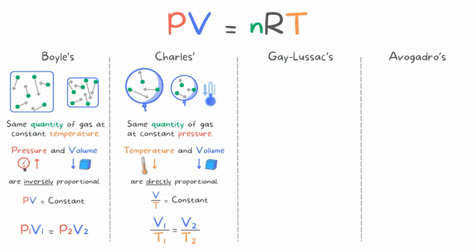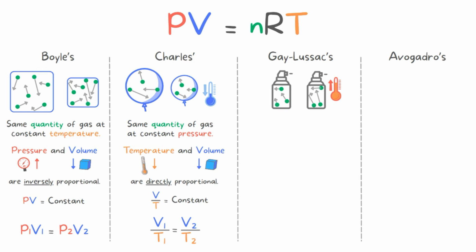All right, let's move on to Gay-Lussac's law, which shows the relationship between pressure and temperature. Now we're going to think about a sealed container, and the important word here is sealed. Think of an aerosol can. The volume of it does not change.